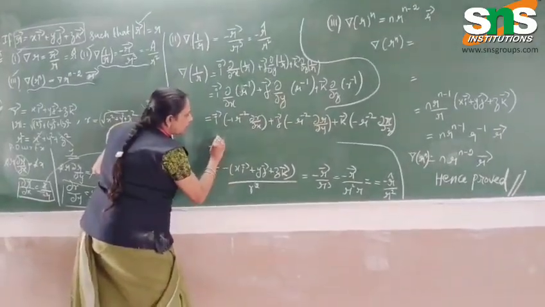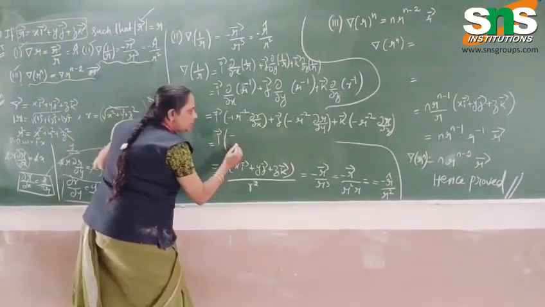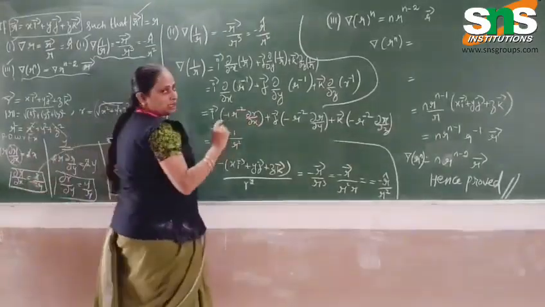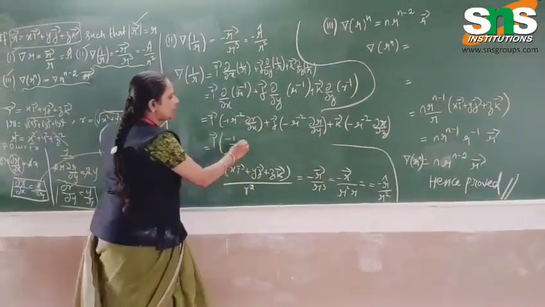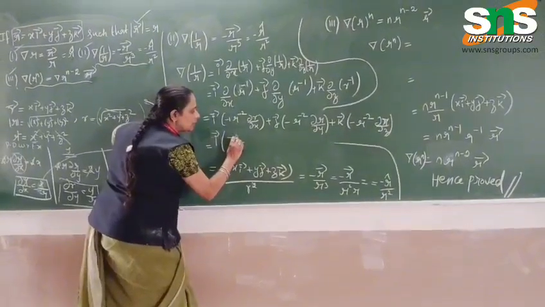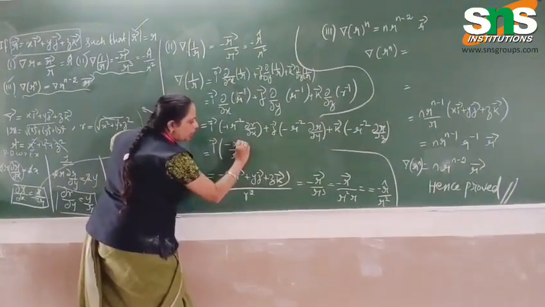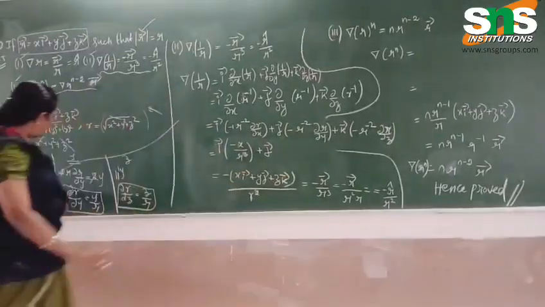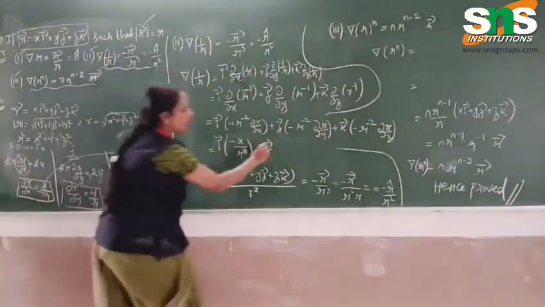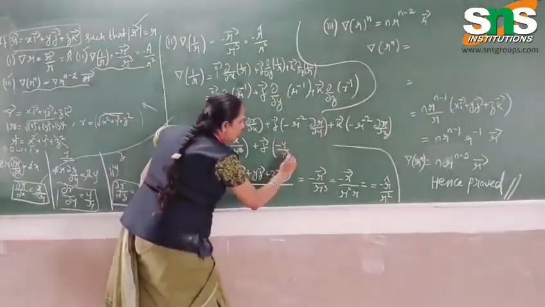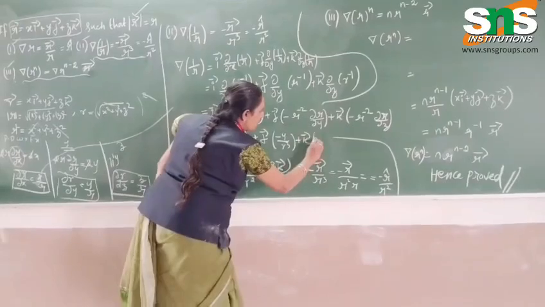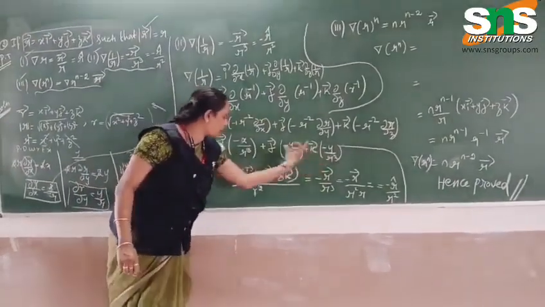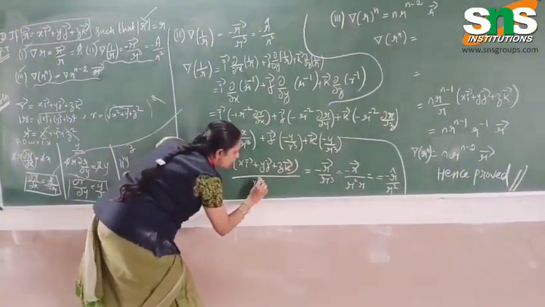Here i vector, minus 1 divided by r square. Already the dou r by dou x value is x by r. So here we write x by r cube. Then similarly j vector minus 1 by r square, dou r by dou y value is y by r, so we write minus y by r cube. Then k vector value is minus z by r cube. In this, the denominator is r cube, r cube, r cube. Take it outside, that is r cube.